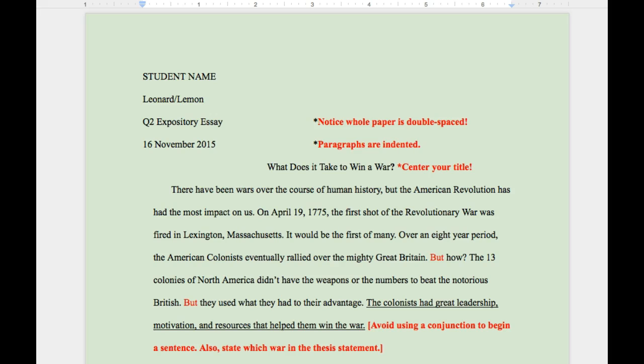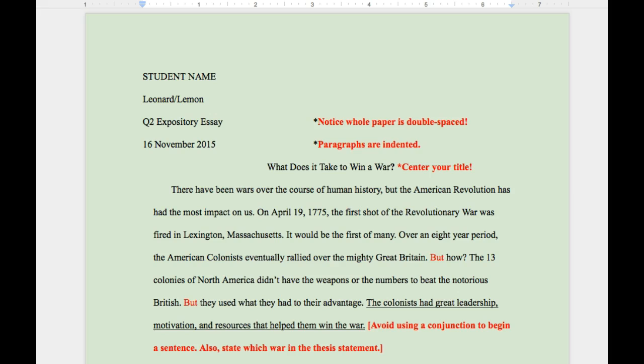Also take a look at your title. Now, if you chose to use What Does It Take to Win a War or any title, make sure that it's properly capitalized. Capitalization means that you have the first word and the last word and any important words in between capitalized. You should make sure that your paragraphs are all indented.